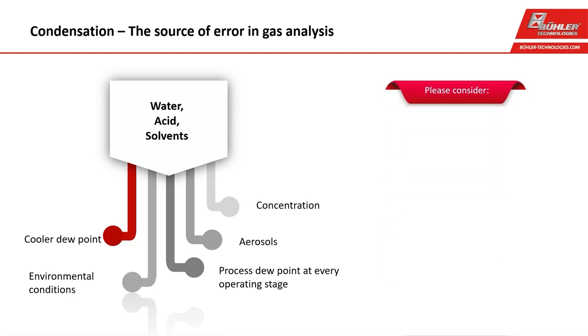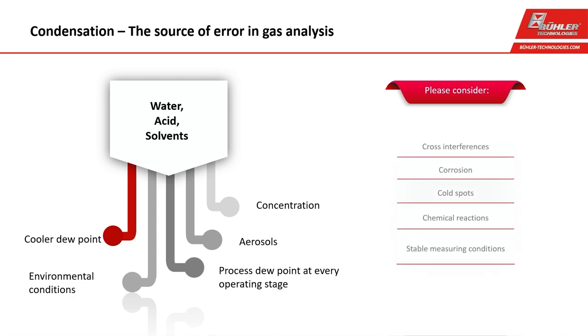Thank you, Wolfgang. These are already a lot of points which need to be considered, and I will even address a few more. Cross interference from other components can falsify the measurement. Corrosion attacks the products and can lead to a false reading. Cold spots are really bad because the condensation is then out of control. Chemical reactions can remove the components to be measured, for example, SO2.